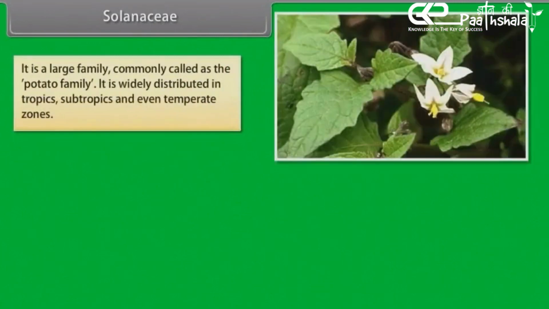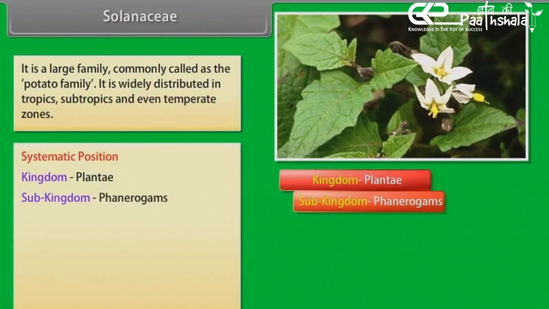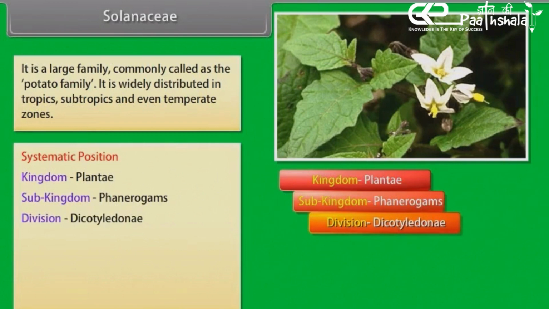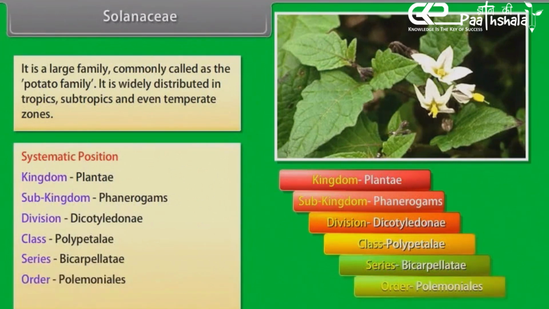Solanaceae. It is a large family, commonly called the potato family. It is widely distributed in tropics, subtropics, and even temperate zones. Systematic position: Kingdom Plantae; Subkingdom Phanerogams; Division Dicotyledonae; Class Gamopetalae; Series Bicarpellatae; Order Polemoniales; Family Solanaceae.